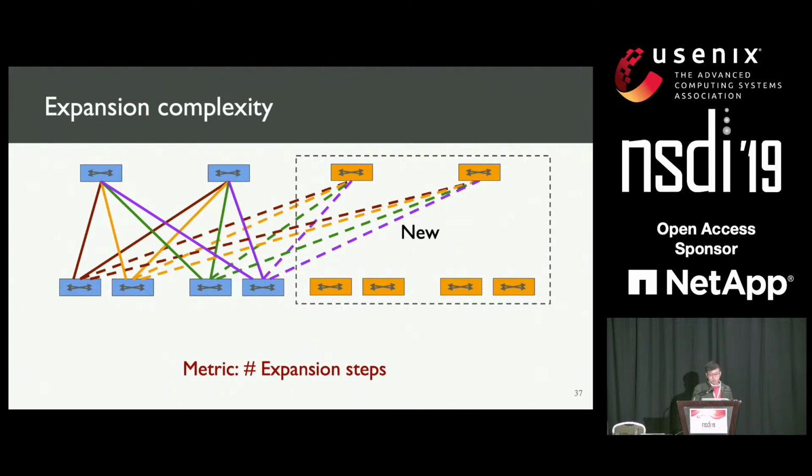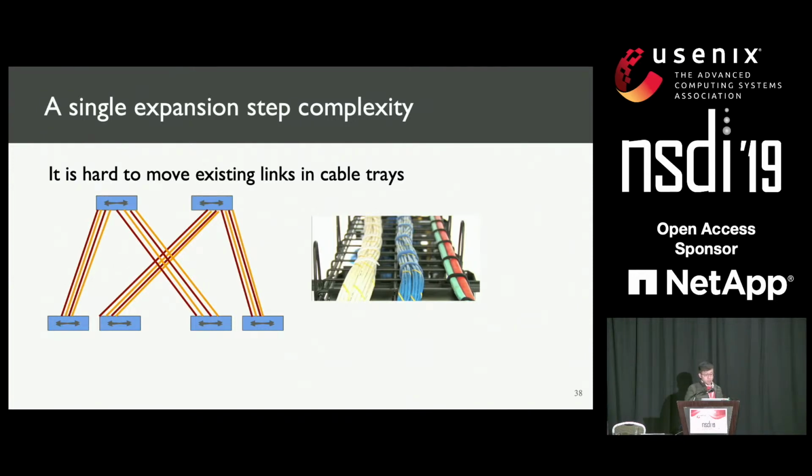As mentioned in the previous talk, topology expansion leads to capacity drop. Therefore, to maintain a given residual capacity, topology expansion is conducted in multiple steps. So the expansion step is a natural metric to quantify expansion complexity. Next, we need to quantify a single expansion step's complexity. Remember that it is hard to move existing links, which have already been routed over cable trees.